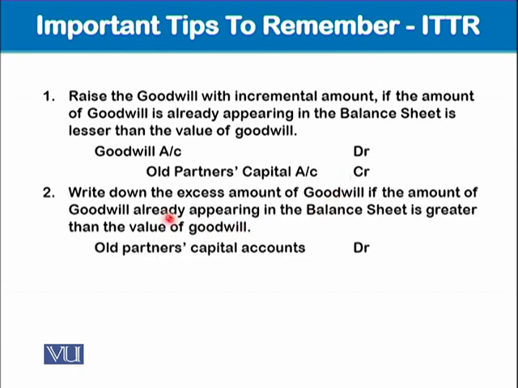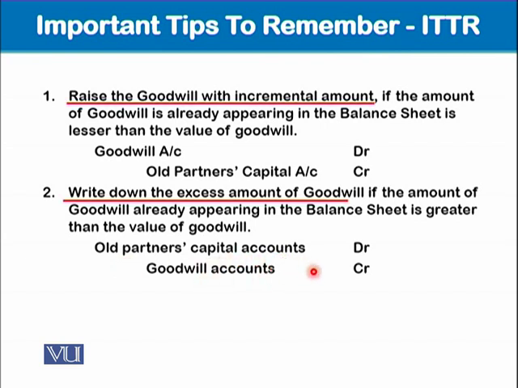Whereas if the new value of goodwill is lesser than the goodwill already existing in the balance sheet, then the reverse effect will be entered in the books of accounts as old partners' capital accounts debit and goodwill account credit. So these are the two cases: we raise goodwill with the incremental amount if the new value of goodwill is more than the existing goodwill, or if the new value is lesser, then obviously we will credit the goodwill and debit the old partners' capital accounts. Both of these entries will be made with the amount of difference between the new amount of goodwill calculated and the old amount of goodwill already existing in the balance sheet.